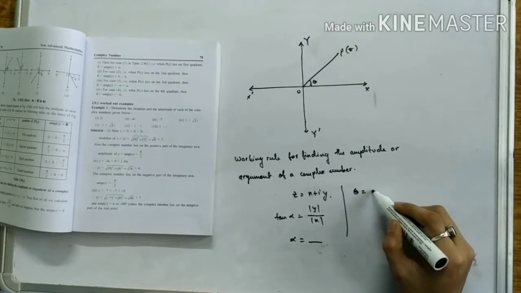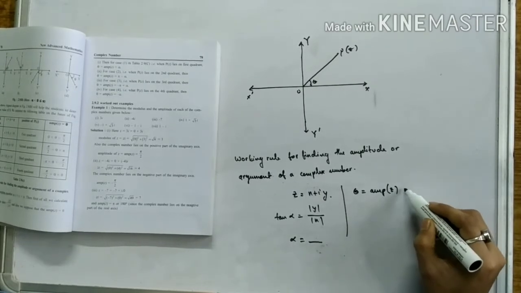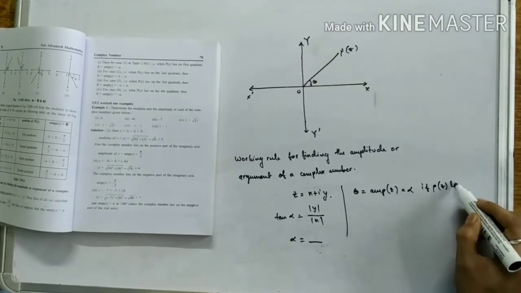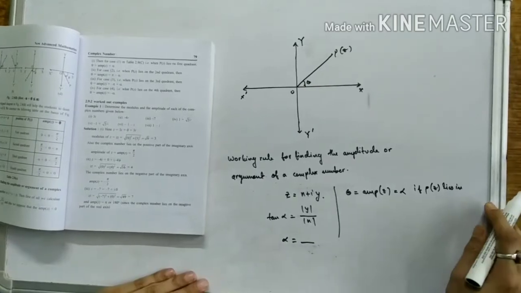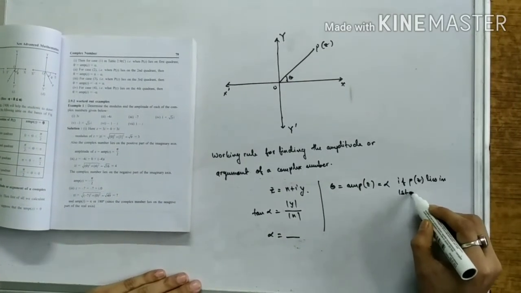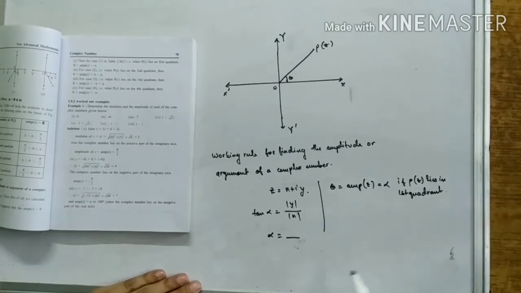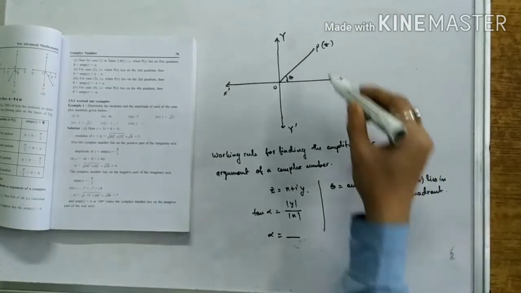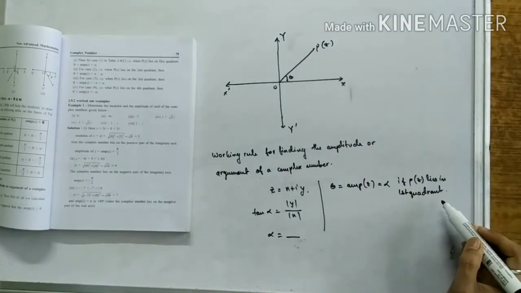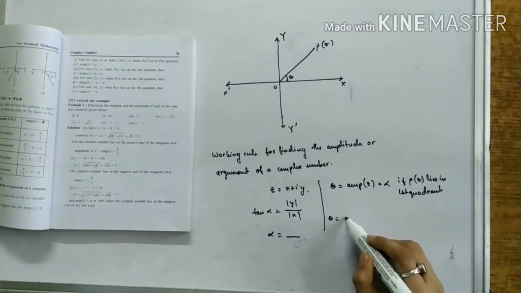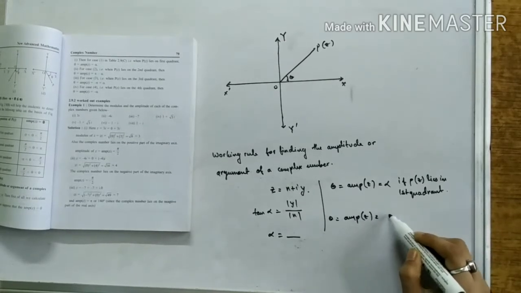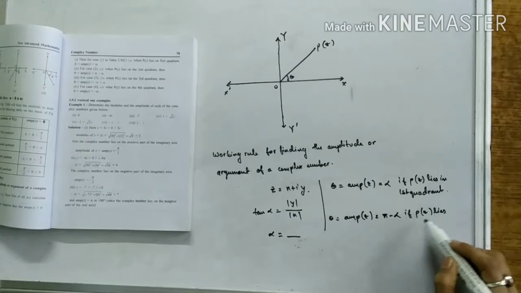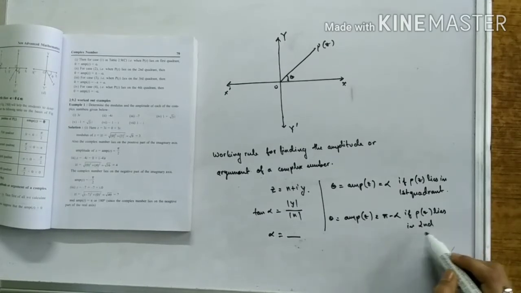So theta, which is the amplitude of z, equals alpha if P(z) lies in the first quadrant. This one you will have to remember. Theta equals alpha if P(z), that is the point, lies in the first quadrant. And theta, the amplitude of z, will become pi minus alpha if the point lies in the second quadrant.